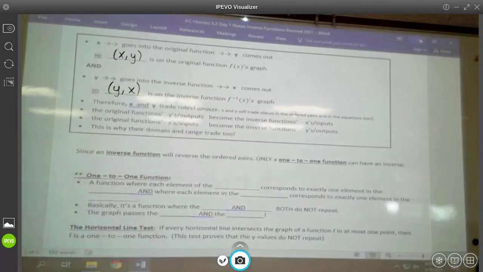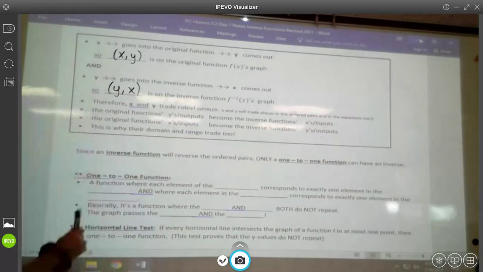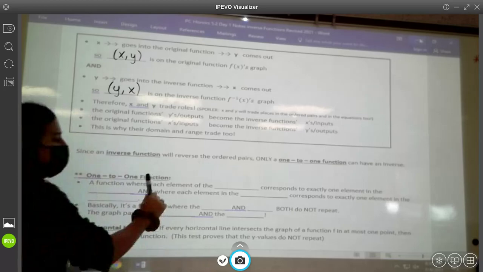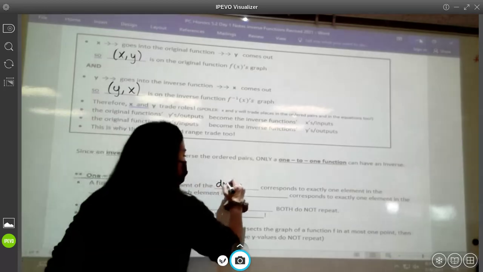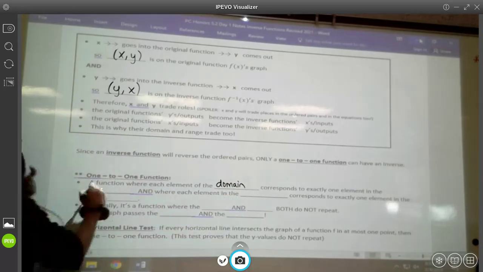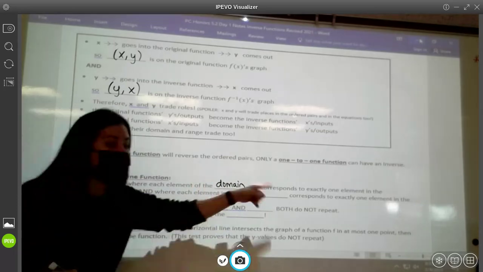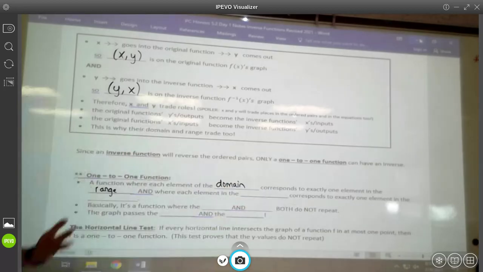What is a one-to-one function? A one-to-one function is the only kind of function that can have an inverse that exists. A one-to-one function is a function where each element of the domain corresponds to exactly one element in the range. So basically this is saying one x goes to one y. The x's don't repeat. That's normal function behavior.